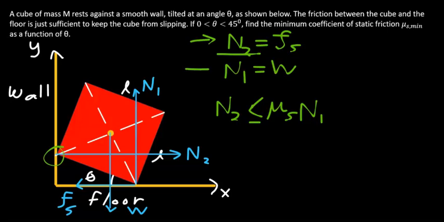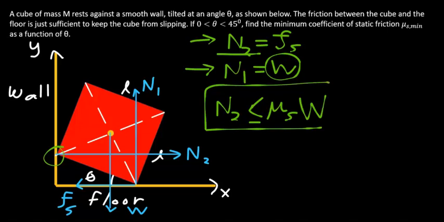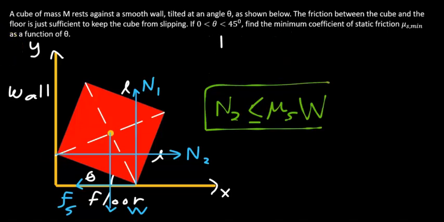Likewise, N1, the normal force from the floor, equals the weight of that cube. So we can represent that with just W. You will notice why we have written this inequality in such a form. So let's rewrite that inequality below up here for later use.